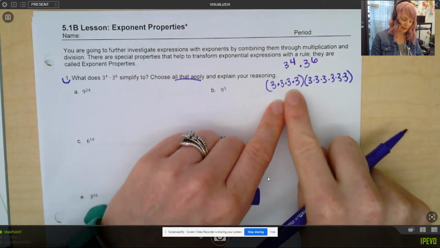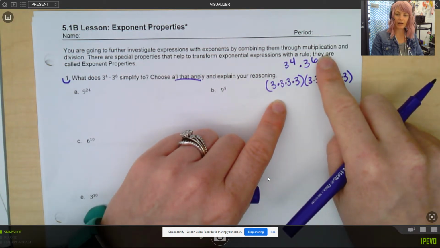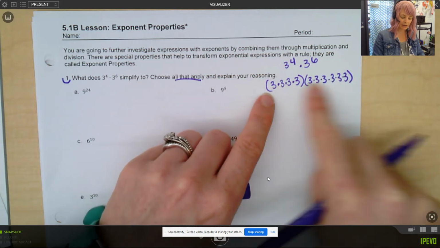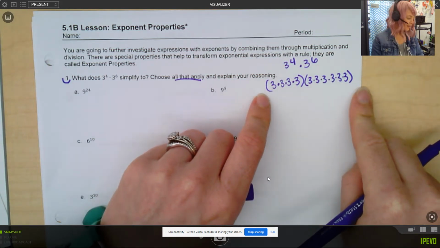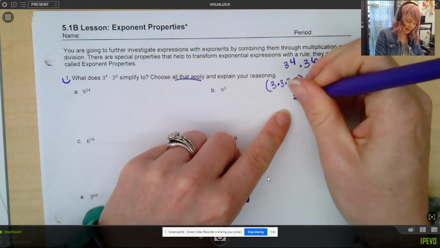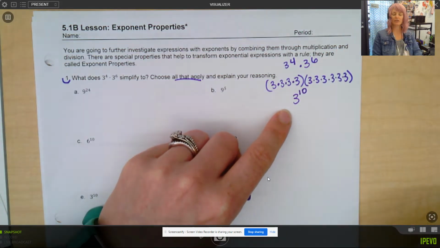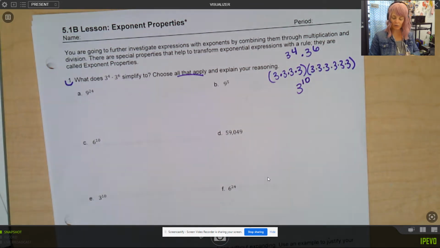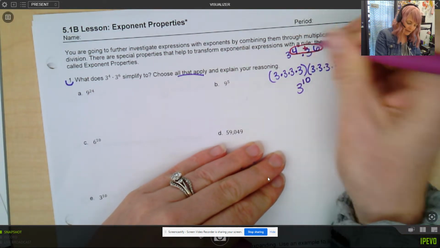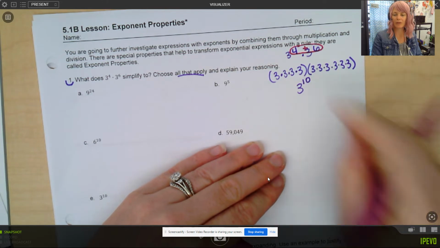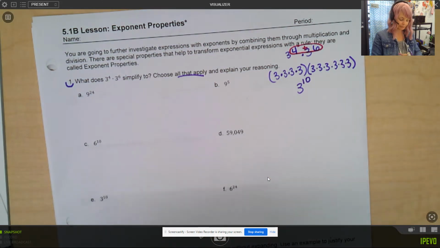Remember, exponents look up high. That's how many times you multiply. Here we're multiplying 3 how many total times? That's right. It's 3 to the 10th. It's 3 multiplied by itself 10 times. How can we get 3 to the 10th from 3 to the 4th times 3 to the 6th? That's right. We're adding the exponents because we're multiplying with the same base.